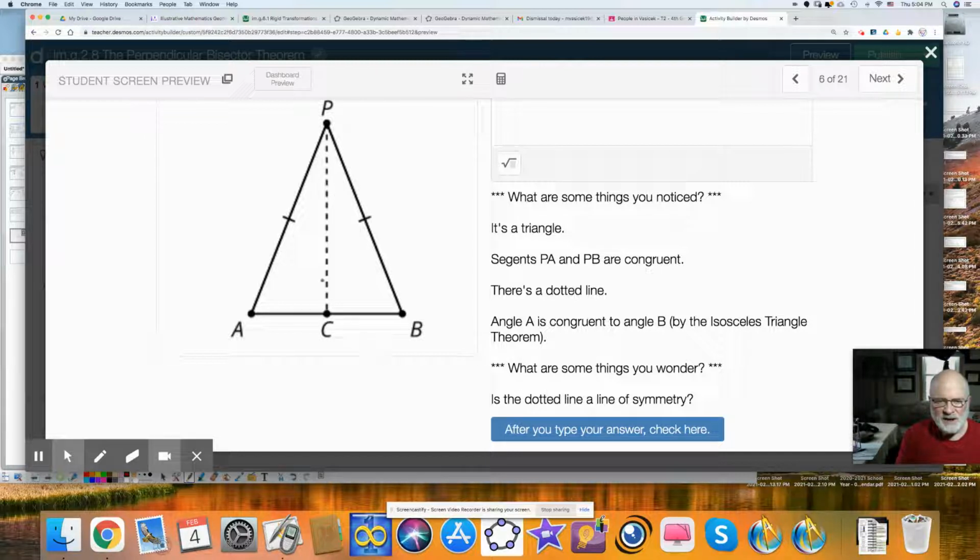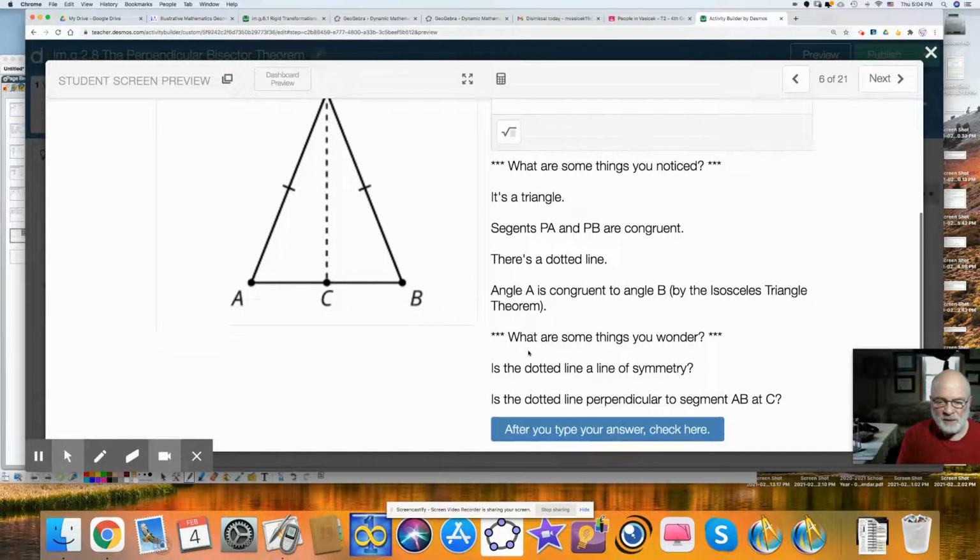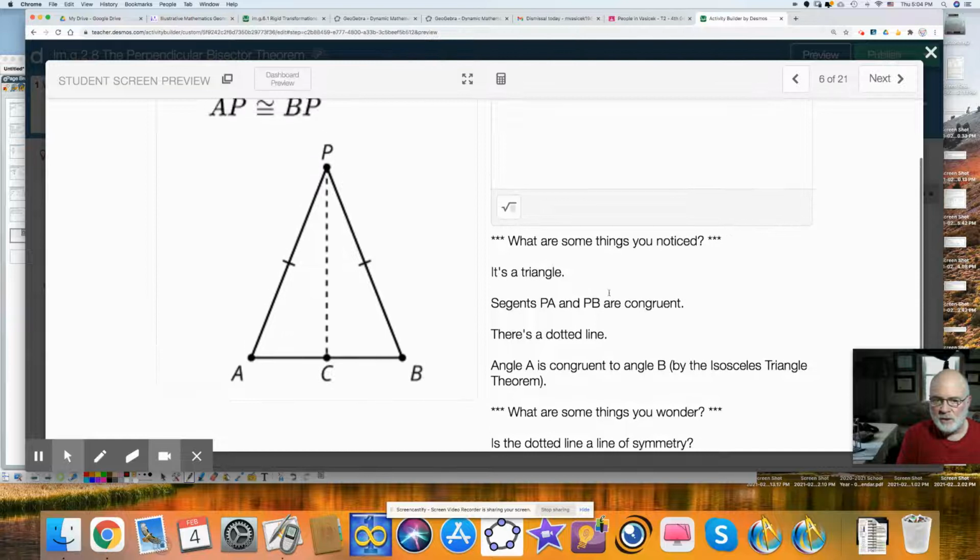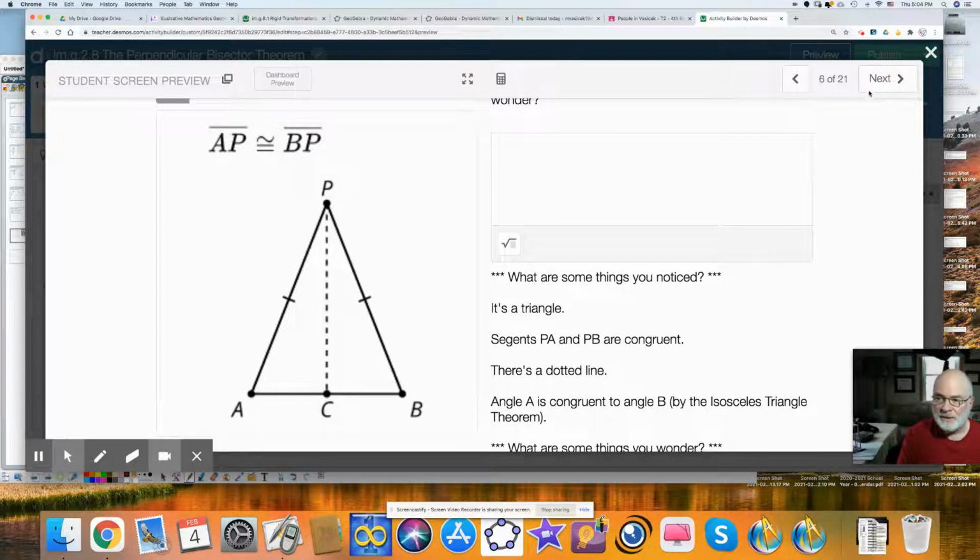Is the dotted line a line of symmetry? Is the dotted line perpendicular to segment AB at C? And is C the midpoint of segment AB? All interesting questions which are going to come up in today's lesson.